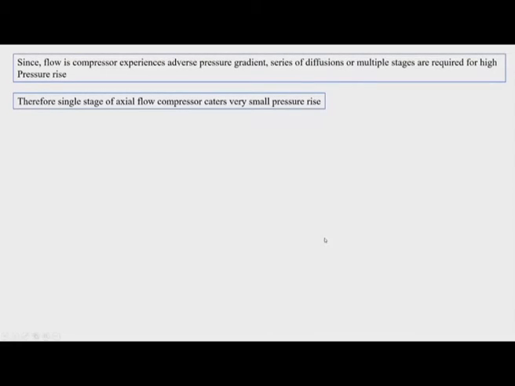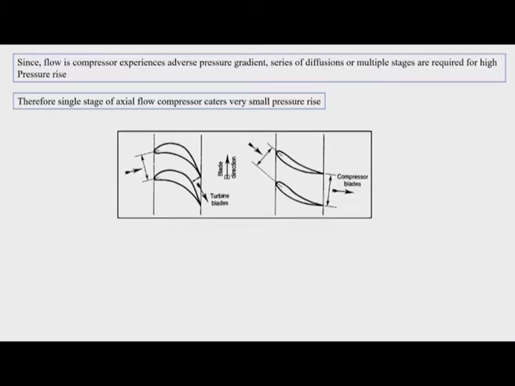Since we have an adverse pressure gradient in the direction in which the flow is taking place, a single stage of an axial flow compressor caters to a very small pressure rise. Basically, the reason is that we have the adverse pressure gradient, or the increase in pressure in the direction of flow. That is why we have to raise the pressure smoothly. So every stage adds a small amount of pressure into the flow, and that is why we need multiple stages.